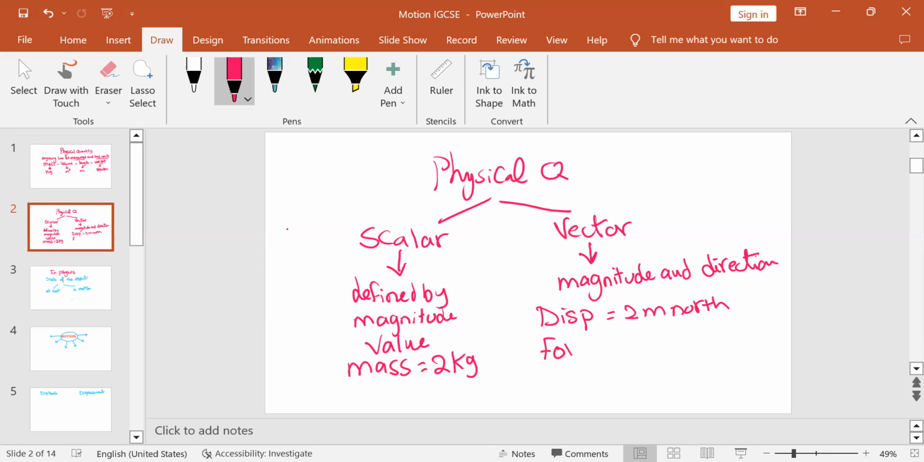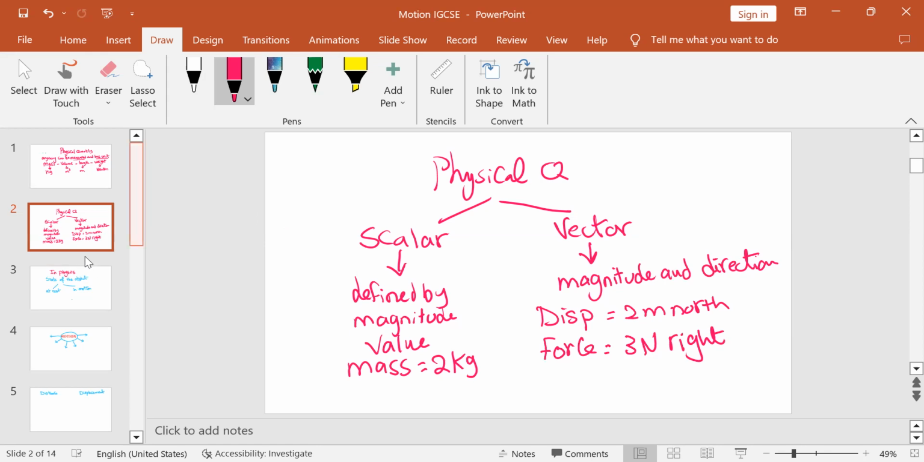Force also. Force is a vector quantity. So if we said force of 3 Newton, have we fully described the force here, or does it lack something? It lacks the direction, right? So we have to mention the direction: right, left, up, down.